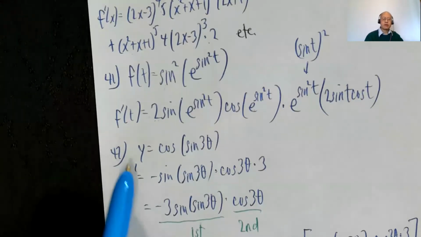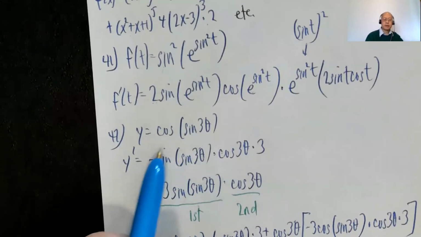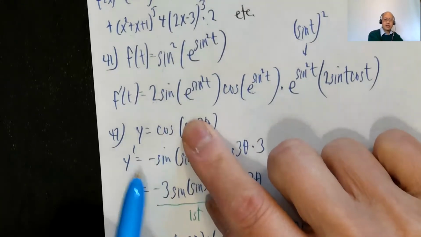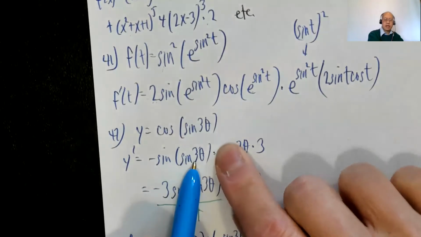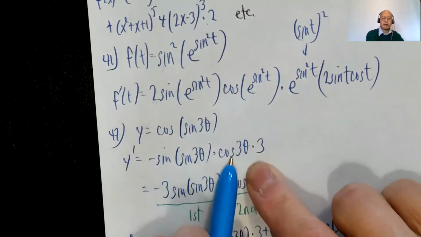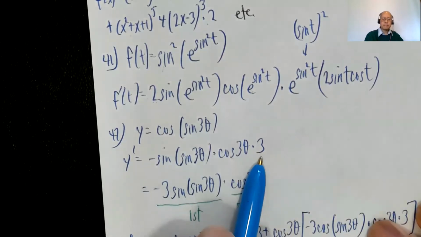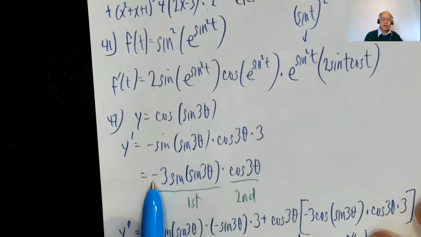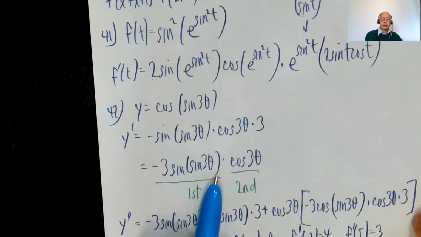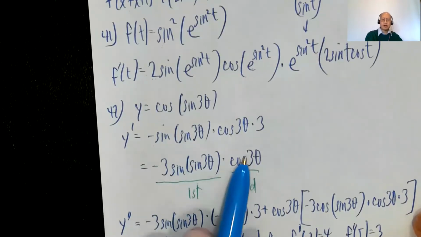47: y equals cosine of sine 3 theta. The outside function is cosine, so the derivative is negative sine of sine 3 theta times the derivative of sine 3 theta, which is cosine 3 theta, times the derivative of 3 theta, which is 3. So I'll rewrite it as -3 sine of sine 3 theta times cosine 3 theta. Okay, so this is my first function. This is my second function.